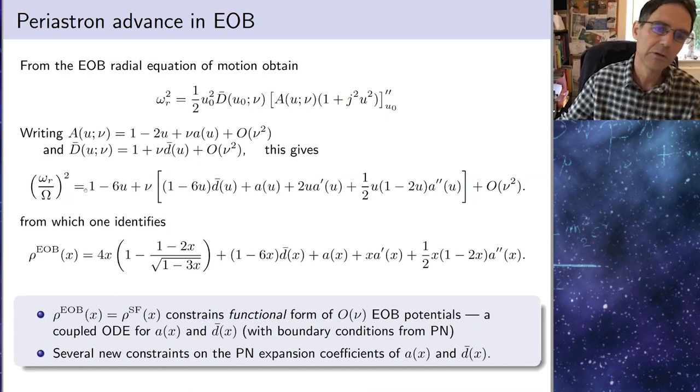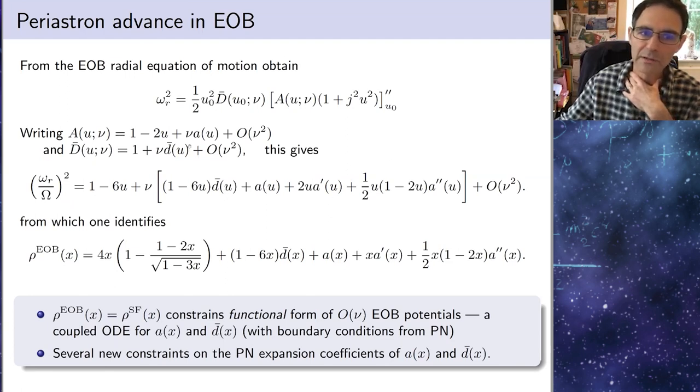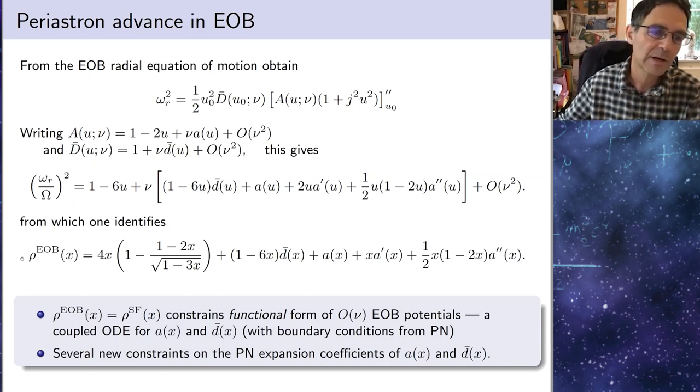And then you can write down an expression for the same quantity, this omega r over angular frequency. This time it involves the two potentials that are expanded in powers of the mass ratios. And so again, in the last stage, you convert the frequency and you write then the EOB equivalent of this rho function. It has this form here.